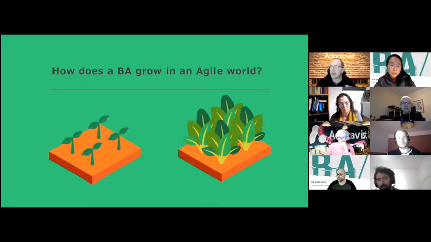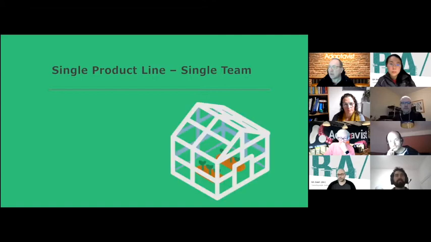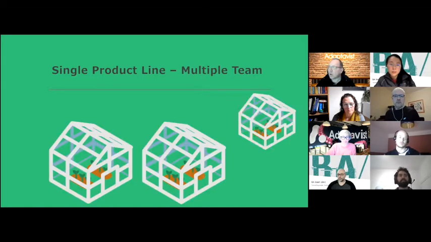So let's now think about how that actually comes when we think about different types of agile teams. So many organizations that adopt agile are small. They work on a single product line, they have a single team, and the BA basically is just part of that team, and they all work together in a greenhouse. And that team lives and works in that greenhouse space. And that's great, but then organizations tend to grow, and that single product line suddenly has multiple teams working on it. So does your BA work in each individual greenhouse? Do you have a BA in each greenhouse? Different organizations choose different solutions, and they would work closely with the product owner across that.